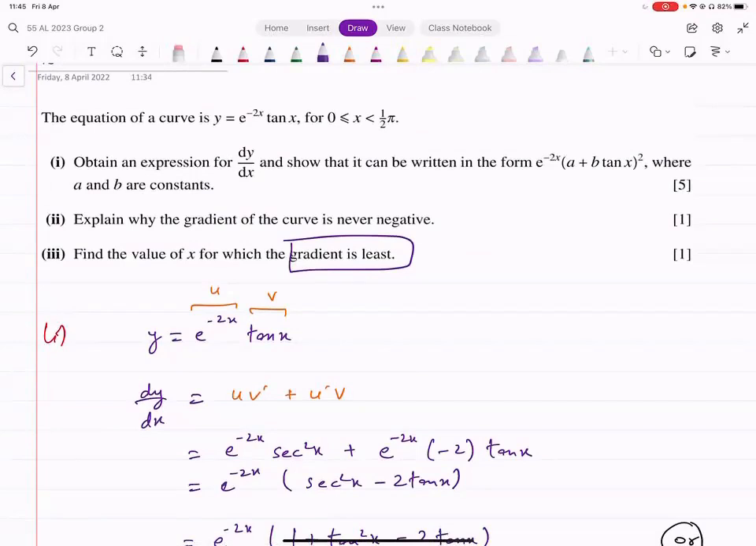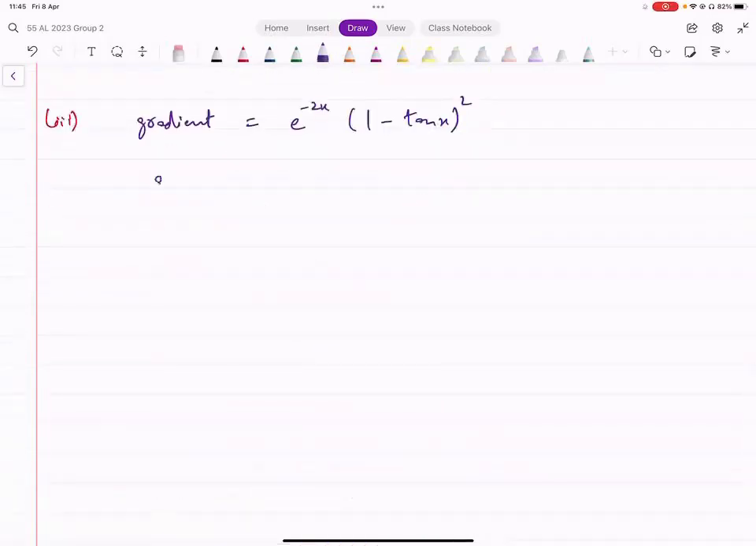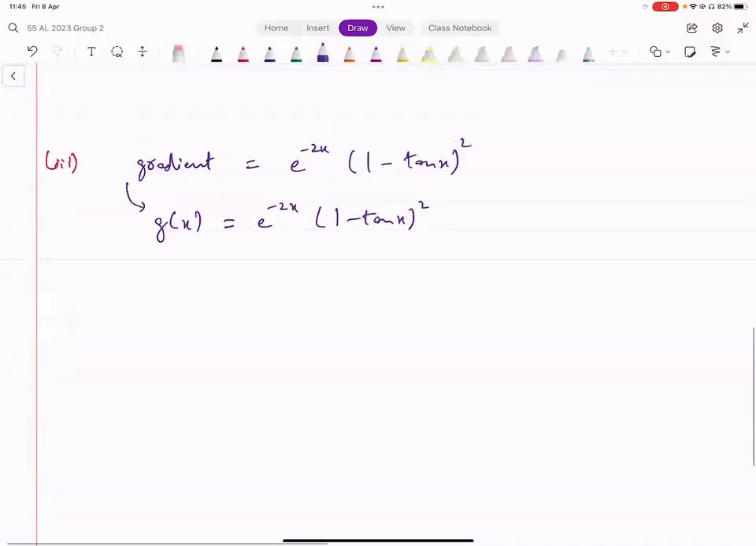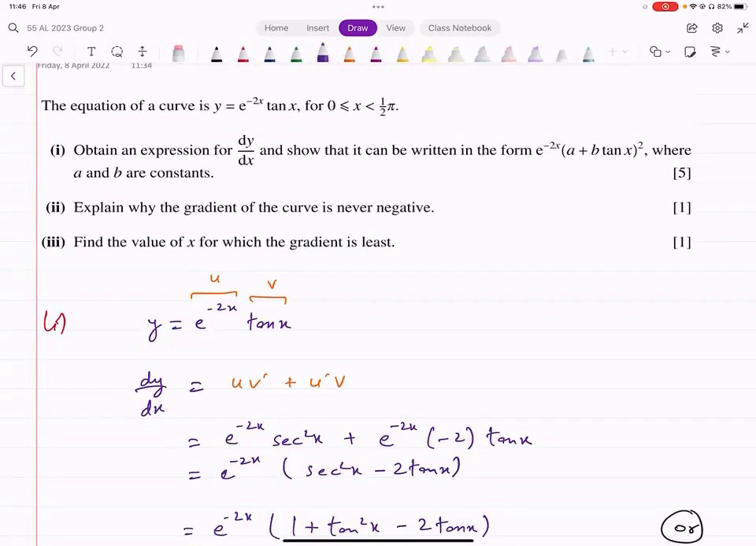Is that okay? अगर हम gradient को किसी और letters से represent कर लें, let's say we have g of x equals e raised to power minus 2x into 1 minus tan x whole squared. तो इसका turning point हम कैसे निकालेंगे? इसका differentiate करेंगे और equal to 0 input कर देंगे, उसको solve कर लेंगे. But why is it 1 mark? There must be another way. Yeah, that's actually correct.